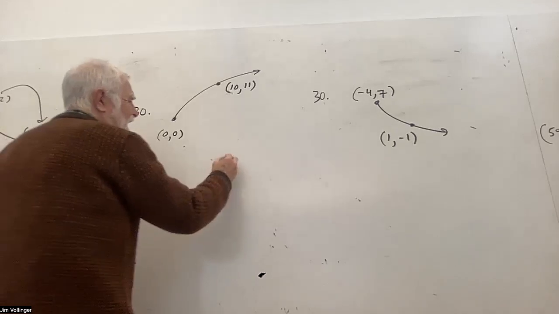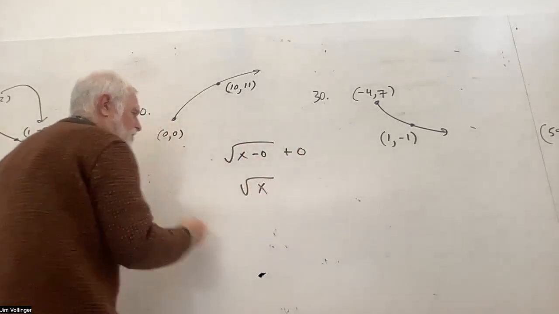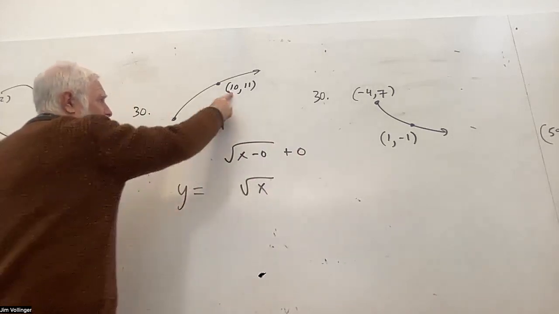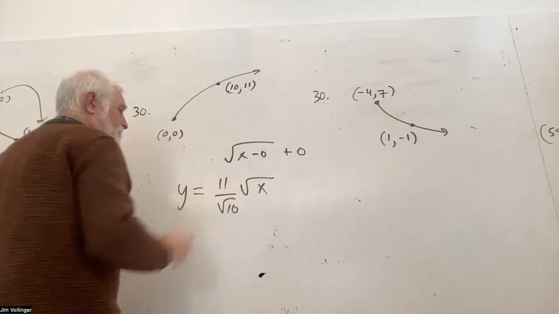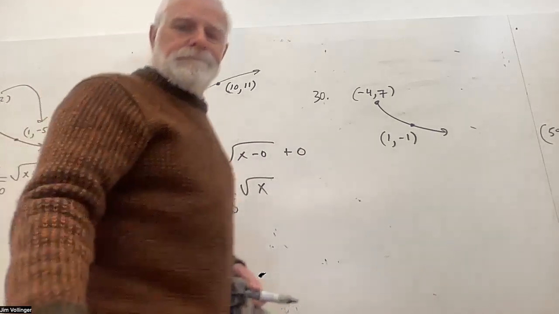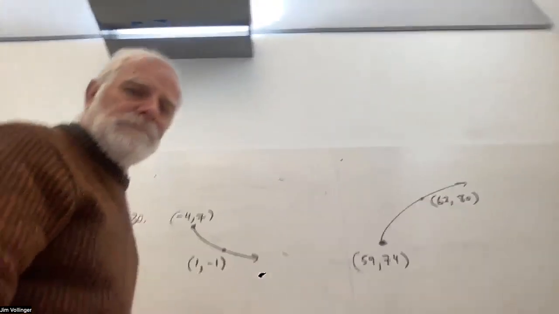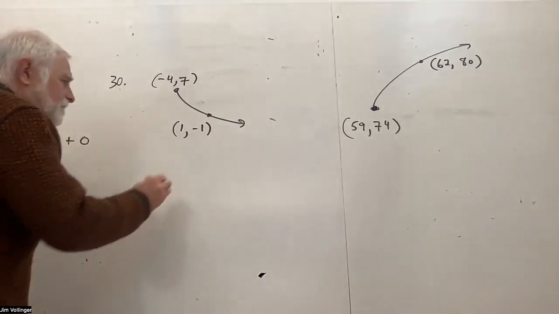0, 0. I do not need to write x minus 0 plus 0. I can just write the square root of x. And if I put in a 10, I get the square root of 10, not 11. Now I get 11. Next one. Looks like I got another negative square root function here.